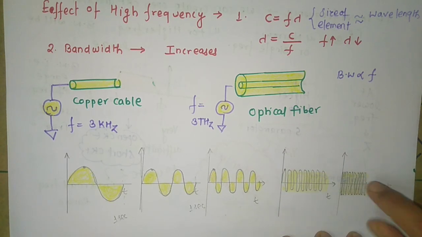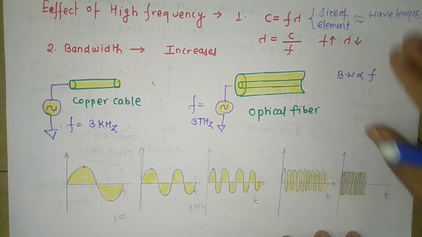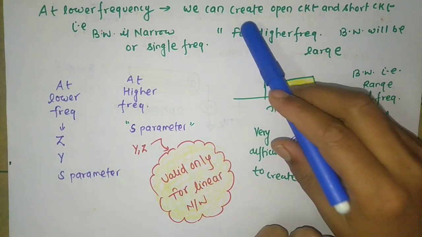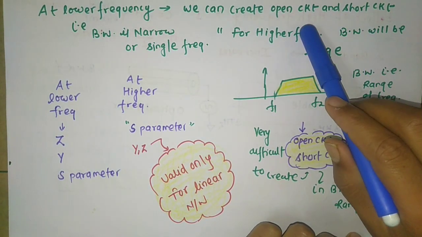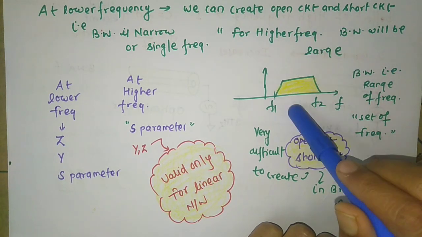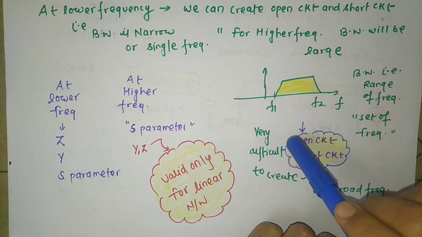But when the graph becomes denser and denser, you will not be able to calculate the instantaneous value in the case of high frequency. In the case of high frequency, the graph will become denser. You can't calculate the instantaneous value. Now let's see the effect at lower frequency. As I told, at lower frequency you can create open circuit or short circuit, for one frequency, for two frequencies.